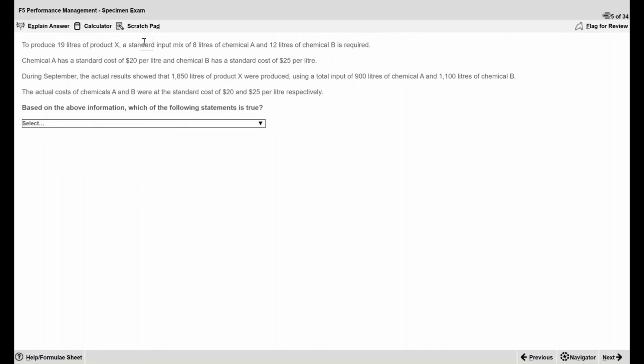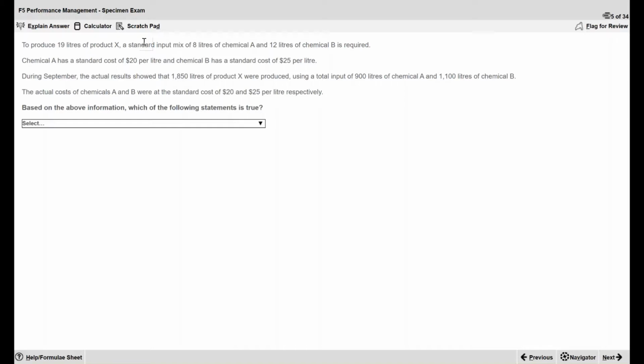To produce 19 liters of product X, a standard input mix of 8 liters of chemical A and 12 liters of chemical B is required. Chemical A has a standard cost of 20 per liter and chemical B has a standard cost of 25 per liter. During September, the actual results showed that 1,850 liters of product X were produced using total input of 900 liters of chemical A and 1,100 liters of chemical B.